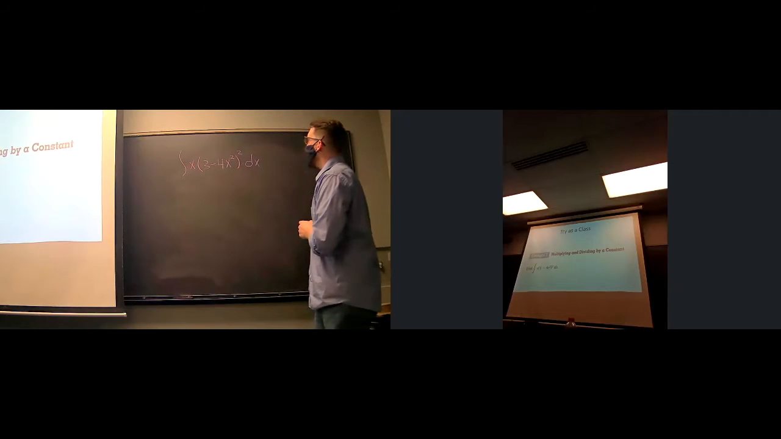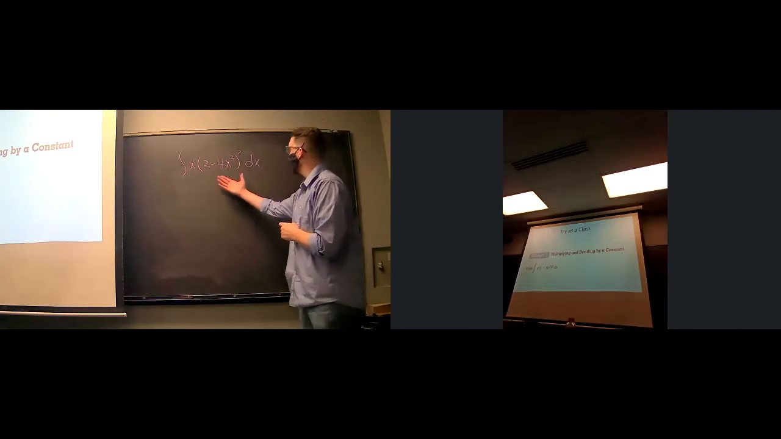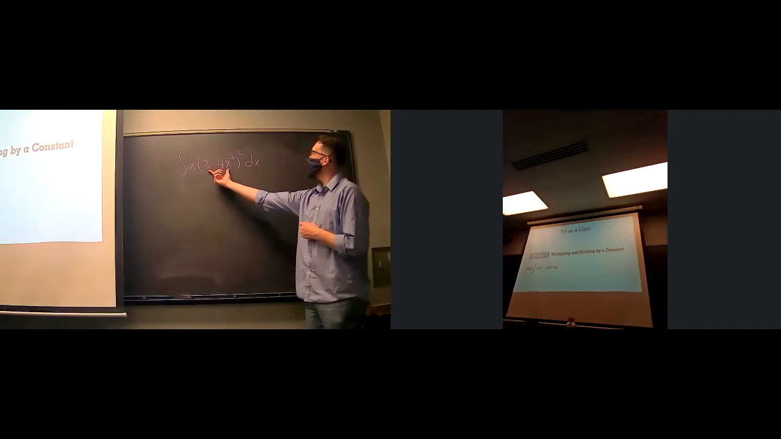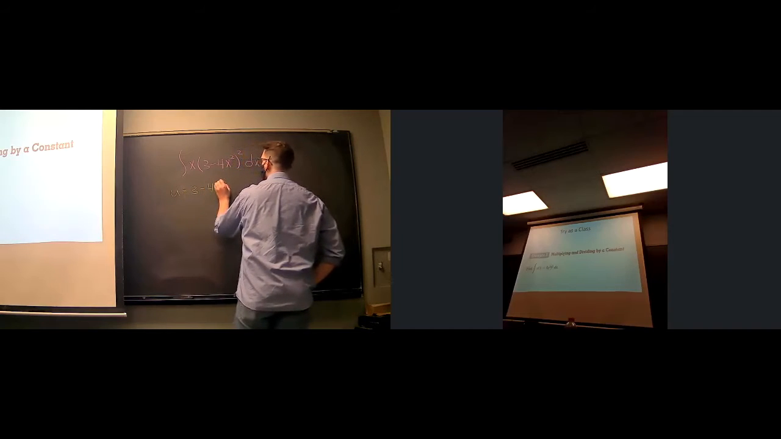So there's really nothing we can do here as far as rearranging terms or making the algebra look nicer for us, right? This is already the form we want it to be in. So let's try to identify our u. Keeping with what we've been doing, let's use u to be that most interior function, right? So we're going to say u is equal to 3 minus 4x squared.